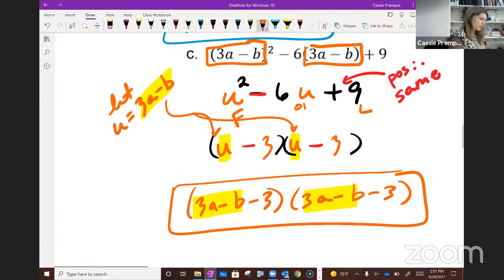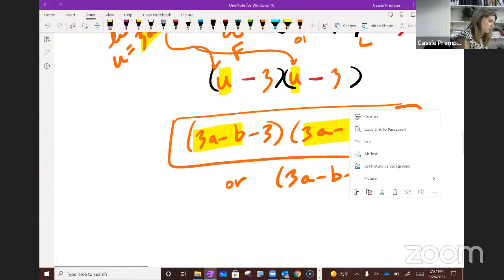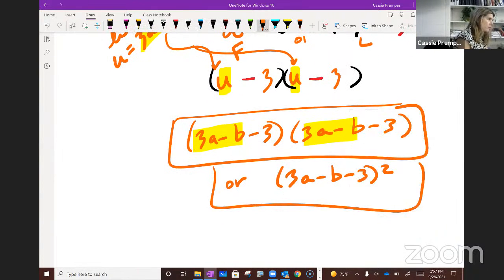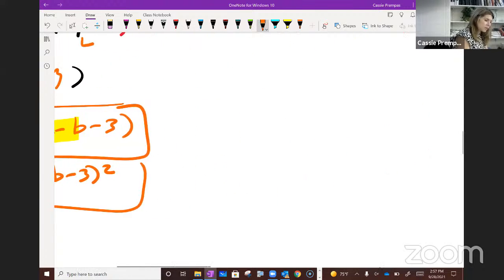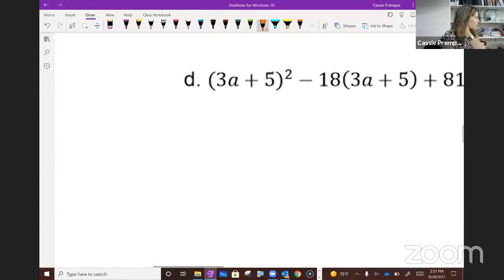You could write this. In fact, your book would write this as 3a minus b minus 3 squared. Is that what you were going to say, Alyssa? Yeah. You could do either one of those would be good. Okay, so let's see how we're doing with this one. Try letter D with your partner. See if you guys can let you replace something and then factor it all the way down.